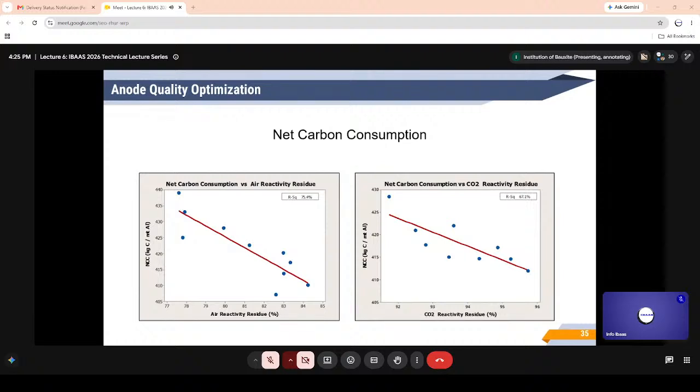Reactivity residue is a measure of anode chemical reactivity. Higher the residue, lower is the chemical reactivity. The net carbon consumption decreases with increasing carbon dioxide and air reactivity residues.